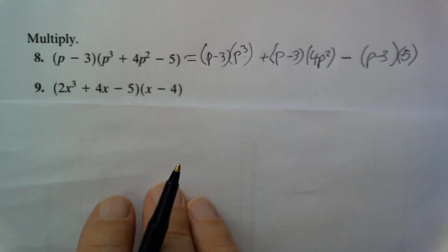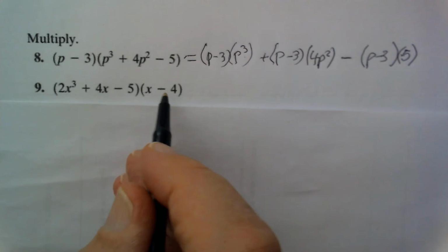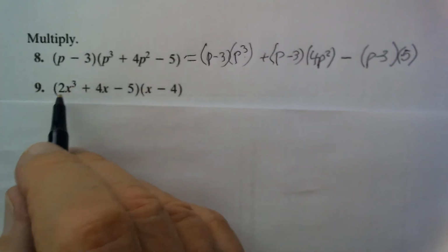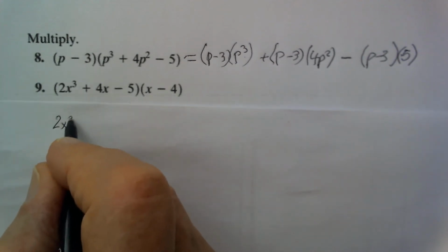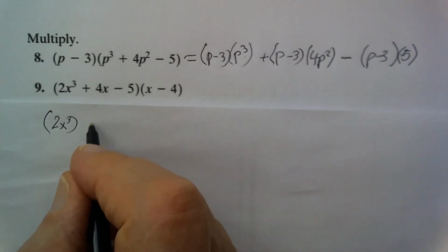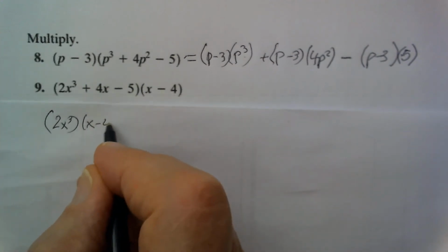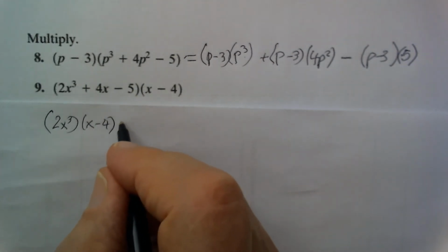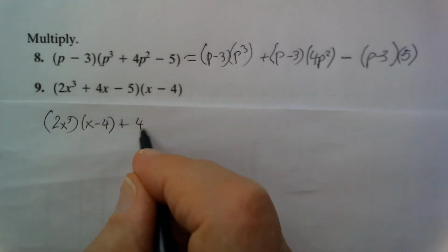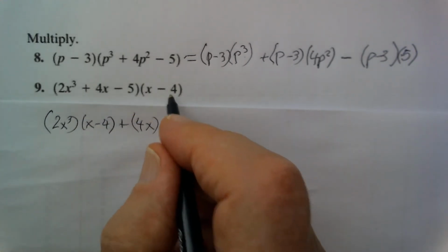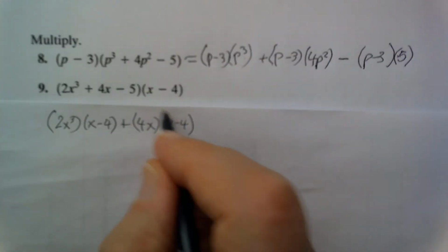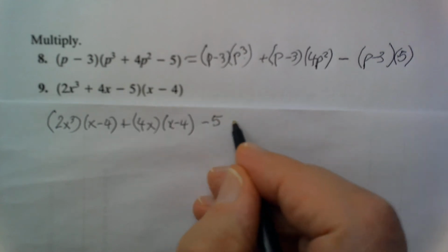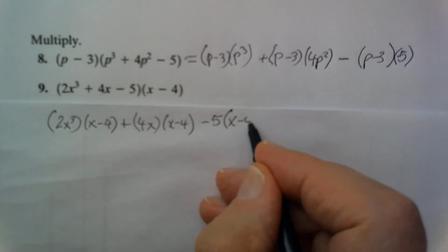The next exercise is very similar. Here we multiply from the right. So our binomial would be x minus 4 times 2x to the third. So 2x to the third times x minus 4. And we have 4x times x minus 4. Then minus 5 times x minus 4.